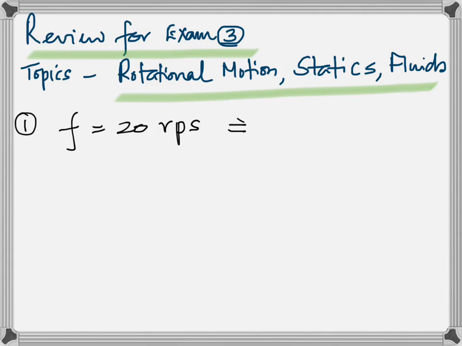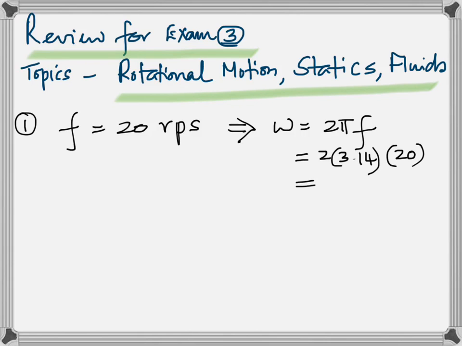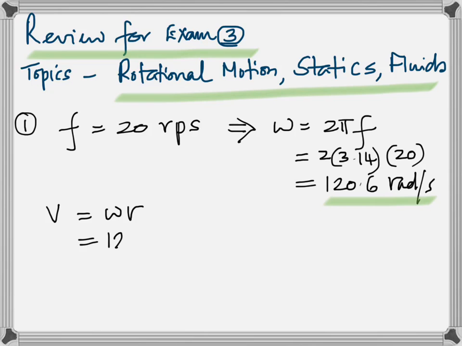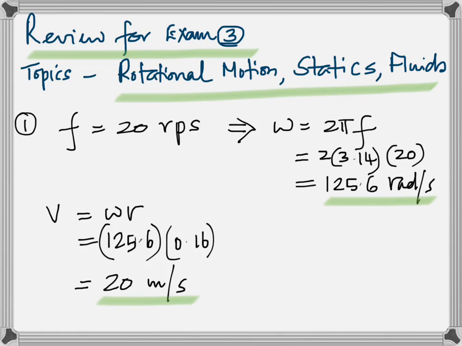Frequency is what's given as 20 rotations per second, from which you find the angular velocity, 2 pi f, 2 times 3.14 times 20, which gives 125.6 rad per second. Then find velocity, v equals r omega, so 125.6 times 0.16, and the answer is 20 meter per second.